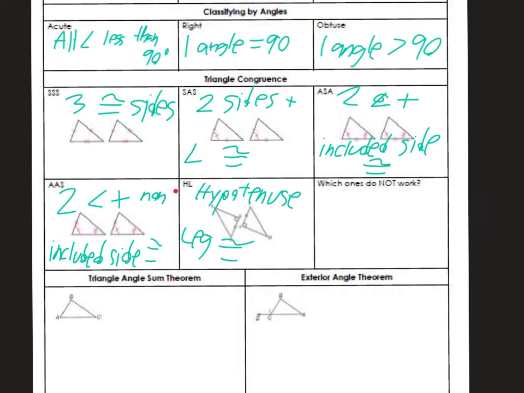Now, hypotenuse leg will only show up in right triangles, but right triangles can be congruent by side, side, side, side, angle, side, angle, side, angle, angle, angle, side, or hypotenuse leg. Now, which ones don't work? Well, there are 2 of them that don't actually work for us. Angle, angle, angle does not work. Neither does side, side, angle.